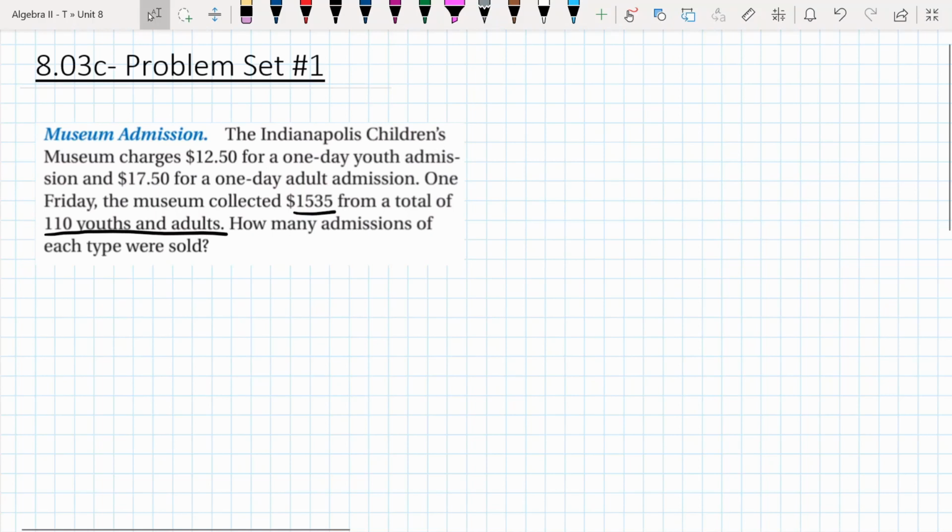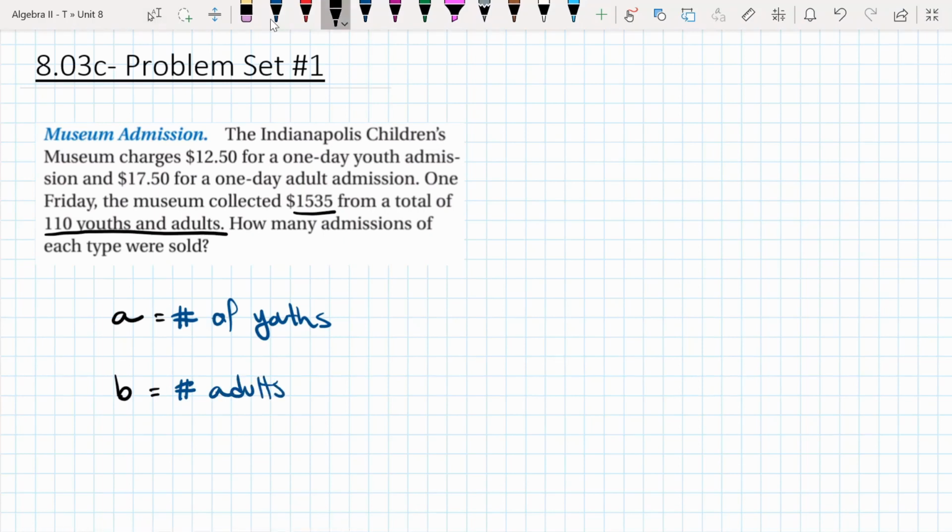All right, and so let's start by just denoting a couple of things. We're going to call letter A the number of youths. I'm just going to say children. And then letter B is going to be the number of adults. Okay, so we know that the sum of these two values, the total number of youth and adult, or children and adults, is 110.